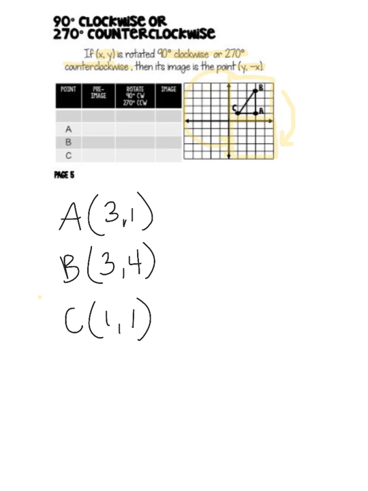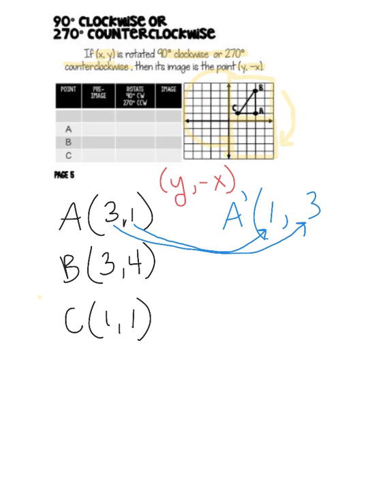Now if we apply our rule, (y, negative x), A prime becomes, well, this y value becomes our x value, and then this x value becomes our y value. But we have to put a negative sign on it, because this is originally positive, so this one has to become negative. So our image for A, our A prime, is at (1, negative 3).